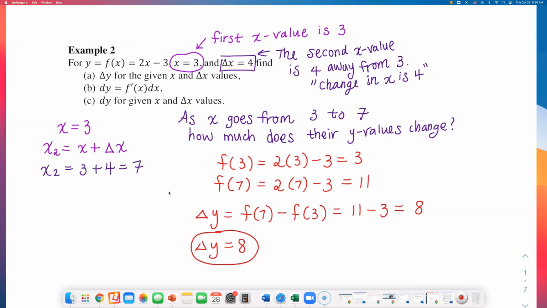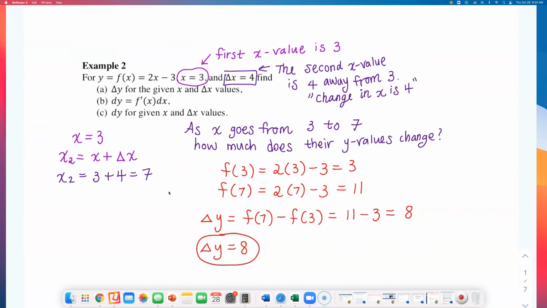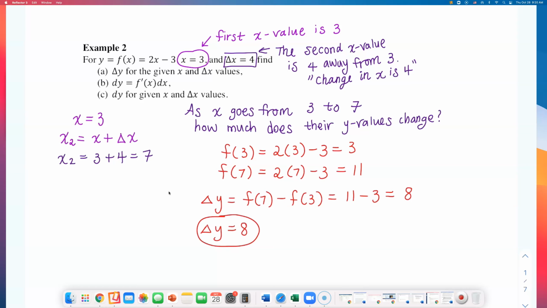I wrote a little more than what was really needed because I wanted to explain all these notations and what they were asking us to find in English, right? So as x goes from 3 to 7, y goes from 3 to 11. That's what part A was asking. Now, part B is asking us to find dy, which equals f prime of x times dx. So I think they're just asking us to come up with this formula. We're not really plugging in these given values.